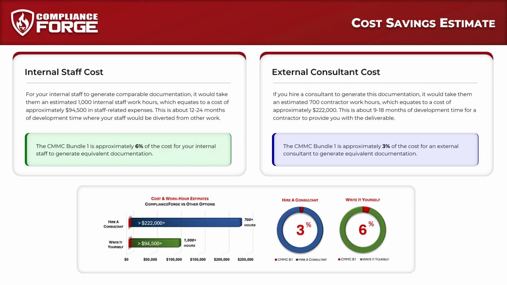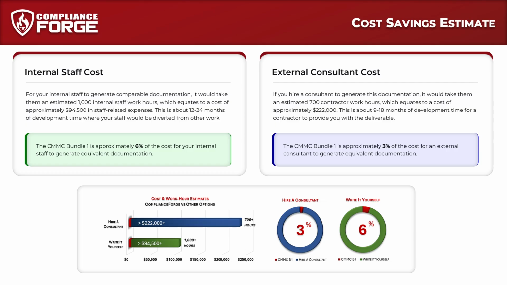For your internal staff to generate comparable documentation, it would take them an estimated 1,000 internal staff work hours, which equates to a cost of approximately $94,500 in staff-related expenses. That is about 12 to 24 months of development time where your staff would be diverted from other work. If you hire a consultant, it would take an estimated 700 contractor work hours, which equates to a cost of approximately $222,000. That is about 9 to 18 months of development time.